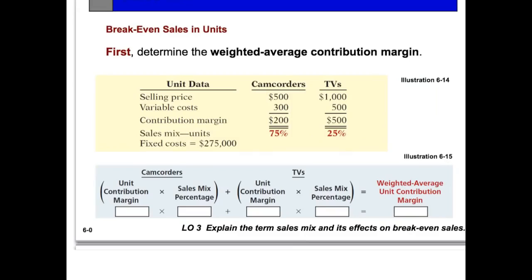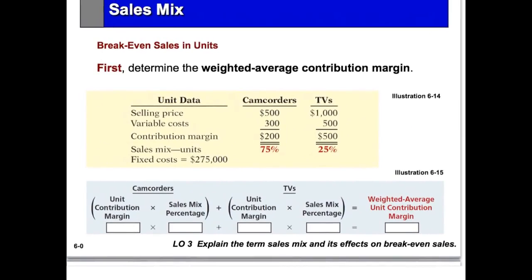Now that we have the sales mix, the next step is to determine the weighted average contribution margin. To do that, we take the contribution margin for camcorders, which is 200, times the sales percent, 0.75, plus the contribution margin for TV, which is 500 per unit, times the percentage, 0.25. And the answer we get is a weighted average unit contribution margin of $275.